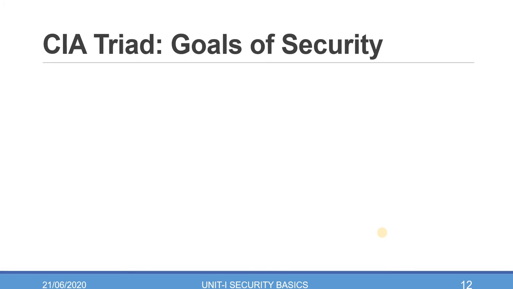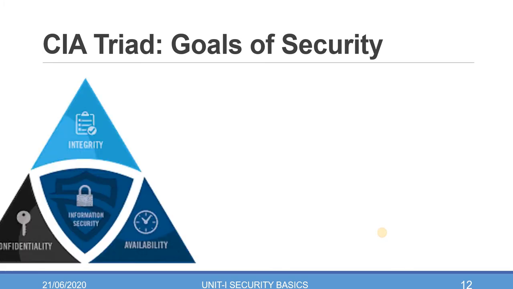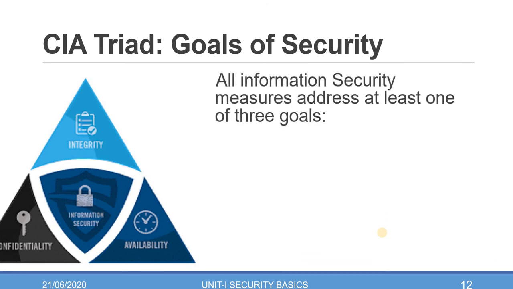What are the goals? We want to maintain the confidentiality of our information. We want to keep our data accurate. We want our data or information to be available at any time, or the service must be available. So information security is following these three goals: confidentiality, integrity, and availability. All information security measures address at least one of these three goals.